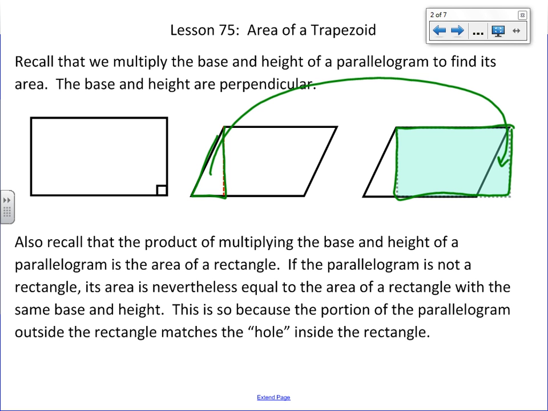Also recall that the product of multiplying the base and height of a parallelogram is the area of a rectangle. If the parallelogram is not a rectangle, its area is nevertheless equal to the area of a rectangle with the same base and height. This is so because the portion of the parallelogram outside of the rectangle matches the hole inside the rectangle. So this part here, oops, I still have a blue marker out, matches this part over here. That's what they're saying there.